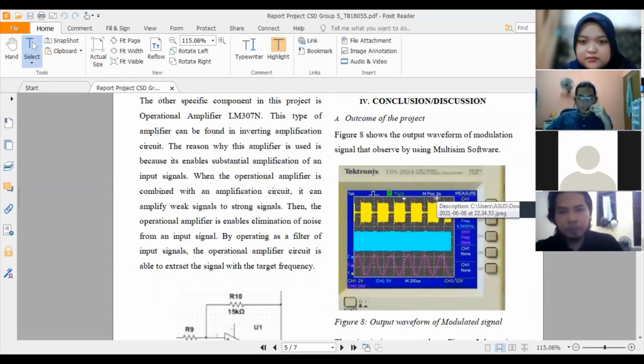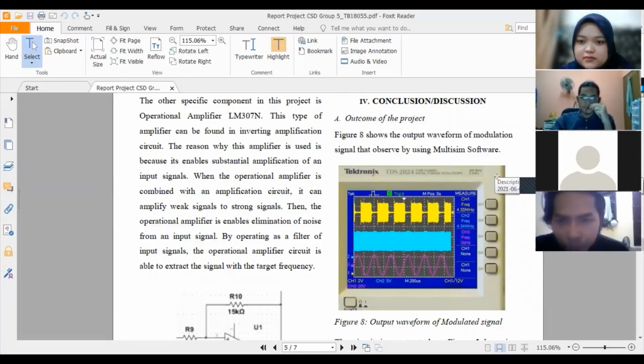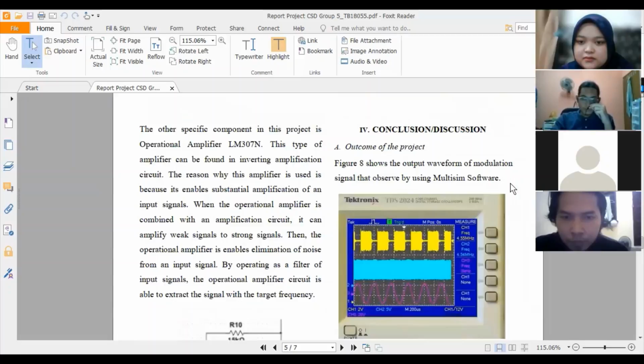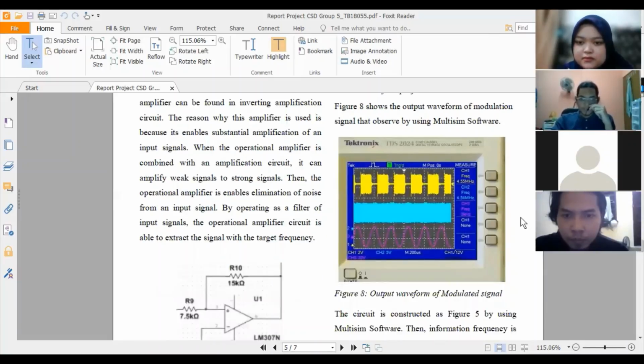Alright, thank you. Next, I will be presenting the discussion, conclusion, and also contribution. As you can see here, first of all is the outcome of the project. On figure 8, you can see the waveforms of channel 1, channel 2, and channel 3: 4.55 megahertz, 4.54 megahertz, and 3 kilohertz.